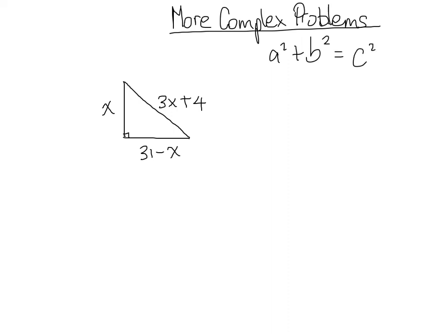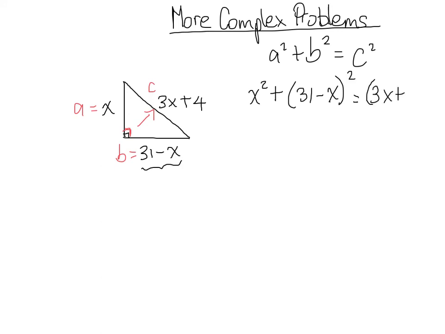And in this case, since our right angle is here, c is 3x plus 4. And our a and b can be over here. So in this case, x squared plus, we have here 31 minus x squared, because 31 minus x is our b, is equal to, and we can put this in parentheses, 3x plus 4 squared. So that's the setup there.